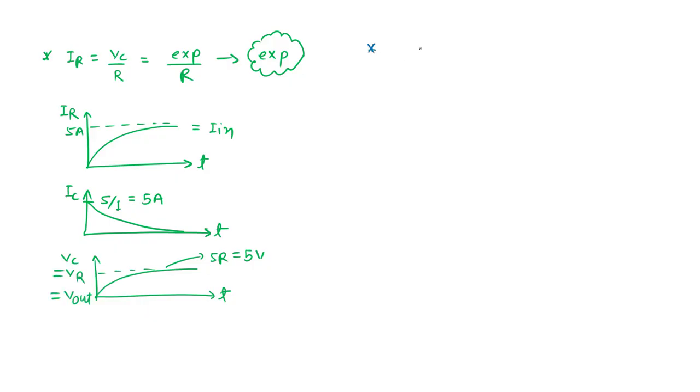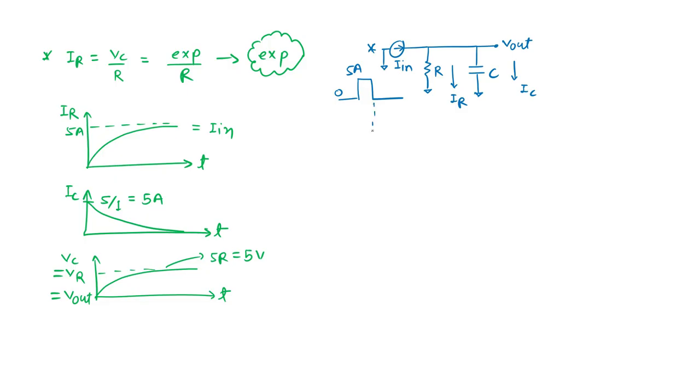If the same circuit R, C, so I just consider R to be 1 ohm, need not consider IC. This is my IR. So this is your I in. So here I am considering I in to be a pulse, 5 amp and 0. Okay, and this time is your T naught, which is your 0.